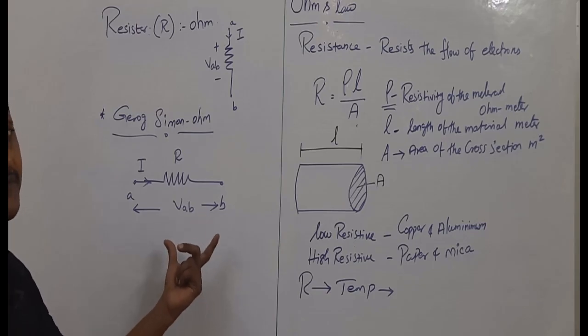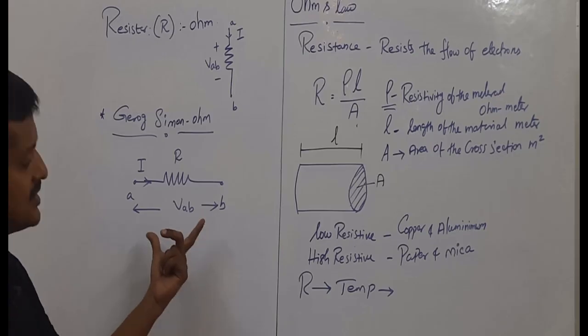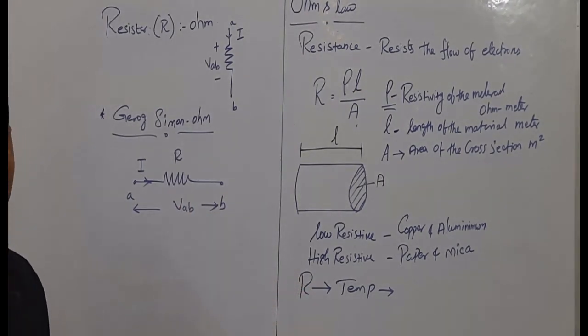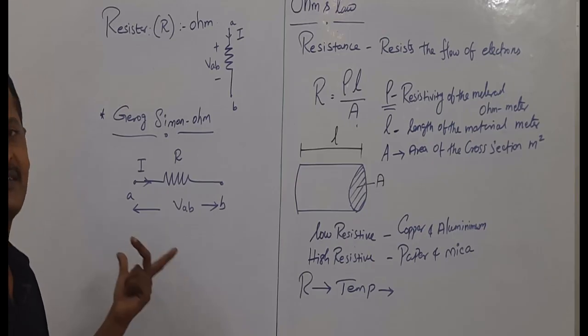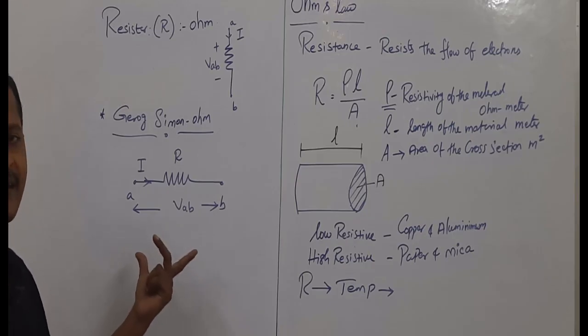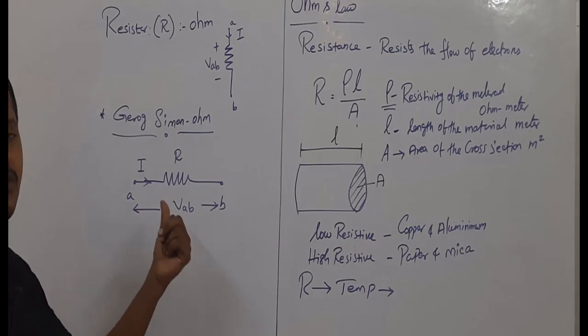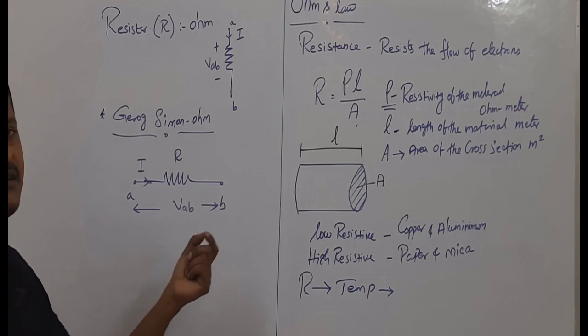It is a very important term, at constant temperature, because temperature changes the property of the resistance. So he defines that the voltage across the two terminals of the conductor is directly proportional to the current flowing through the conductor at constant temperature.